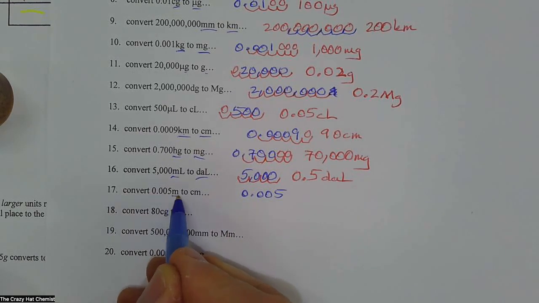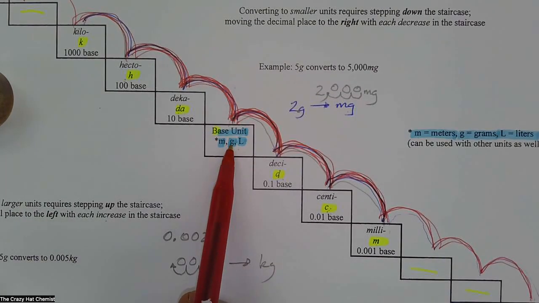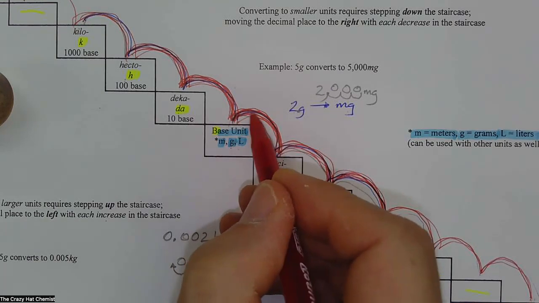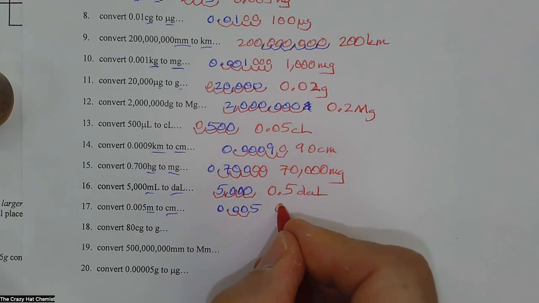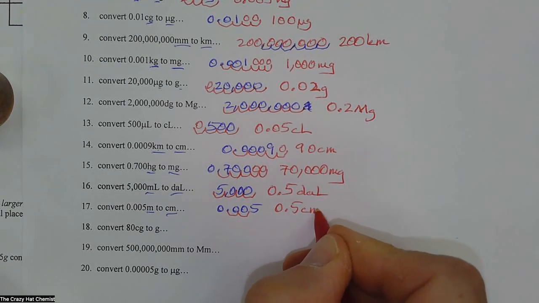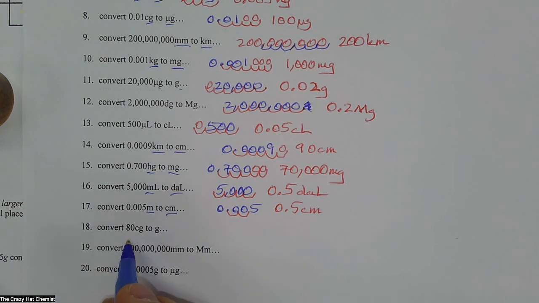Next one is 0.005 meters to centimeters. So meters to centimeters. 1, 2 to the right. Piece of cake. That's 0.5 centimeters. Perfect. All right. 3 more to do, folks.